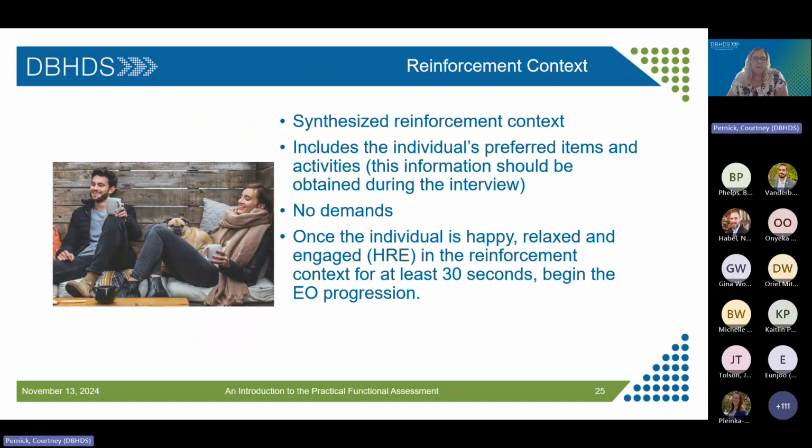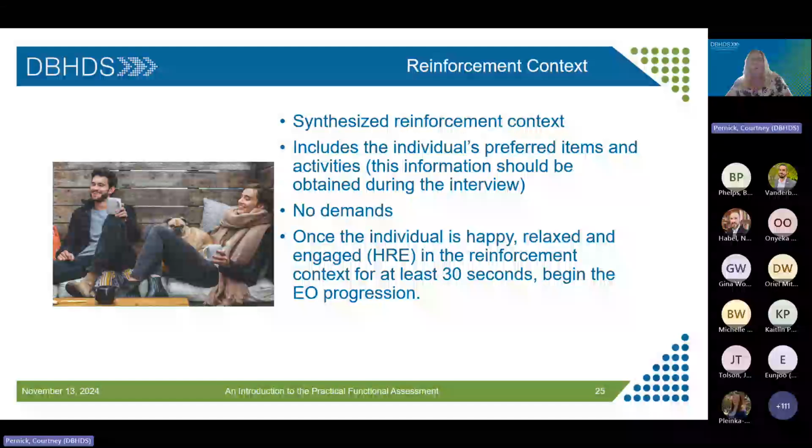So we'll talk about the reinforcement context first. This is a context in which the reinforcers that are specific to the learner are freely and continuously available. This is done to establish rapport and trust while also making sure they can achieve high levels of engagement with no problem behavior.